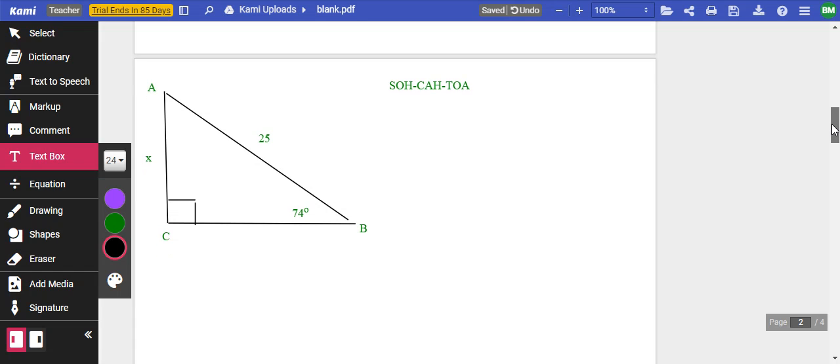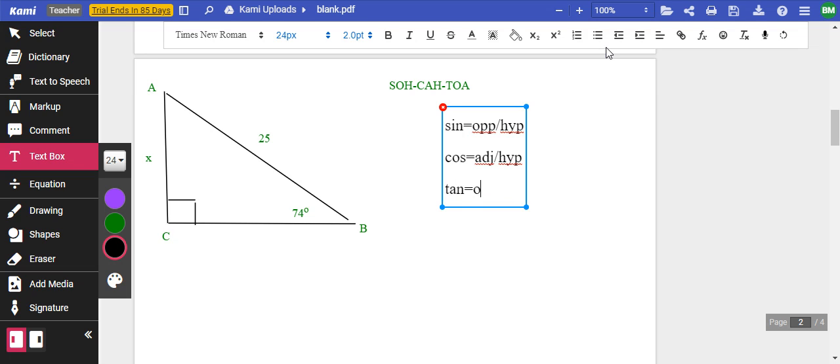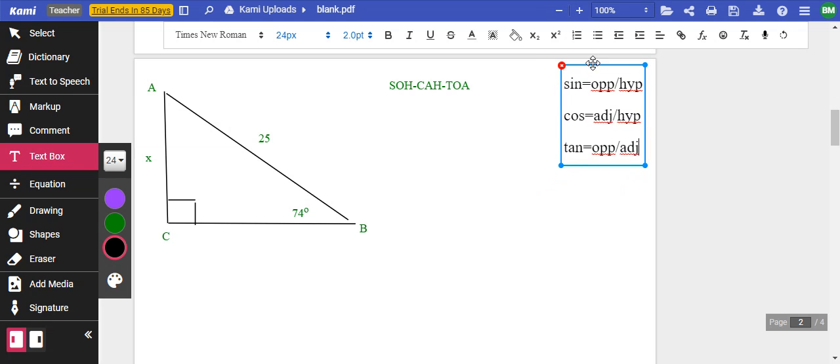Now, if we're going to do an example, we're going to talk about SOHCAHTOA here, which is using sine, cosine, or tangent to find the length. So the first thing we have to do is talk about what each of these means. Sine equals opposite over hypotenuse. S stands for sine, O for opposite, H for hypotenuse. Cosine is adjacent over hypotenuse. A stands for adjacent, H for hypotenuse. And tangent equals opposite over adjacent. So those are just what each of our little letters mean.